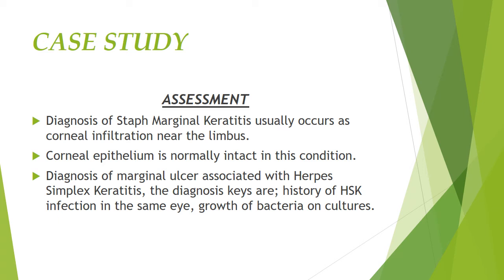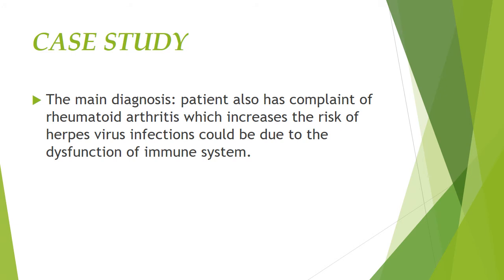Diagnosis keys we have studied before in objective: the history of HSK infection in the same eye, growth of bacteria on cultures. The main diagnosis is patient also has complaint of rheumatoid arthritis, which increases the risk of herpes virus infection, could be due to the dysfunction of immune system. I think this is the main diagnosis about this corneal ulcer case study. This is the main and important diagnosis.